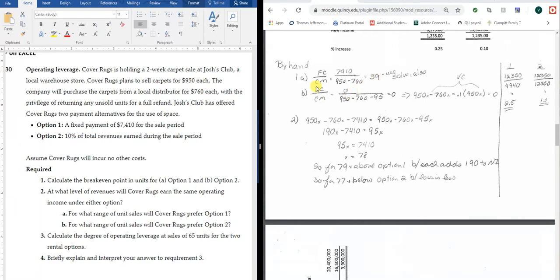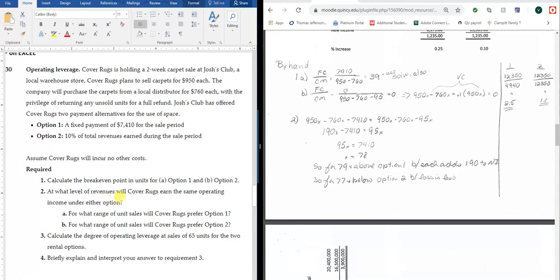But option B is fixed cost divided by contribution margin. In option B, I have 0 fixed costs, so I could quickly go to the end and get 0. But my contribution is $950 minus 760 minus 10% of sales, or 95. And so again, I have break even of 0, which makes sense because if I can return them all and don't sell anything, I make $0 by selling nothing.